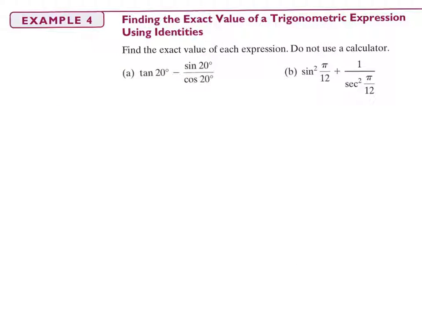And so here's another example, a two-part example. It says find the exact value of each expression without using a calculator. So, for part A, tangent of 20 degrees minus sine of 20 over cosine of 20. Right, you know sine over cosine gives you tangent, so that would just be tangent of 20 degrees. So tangent of 20 degrees minus tangent of 20 degrees just gives you 0.